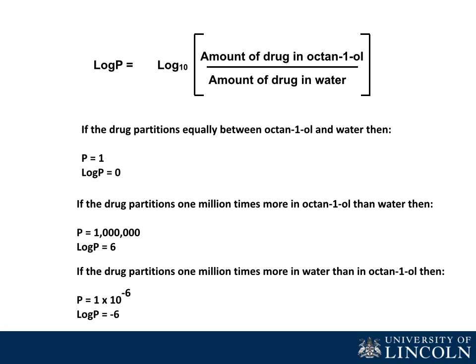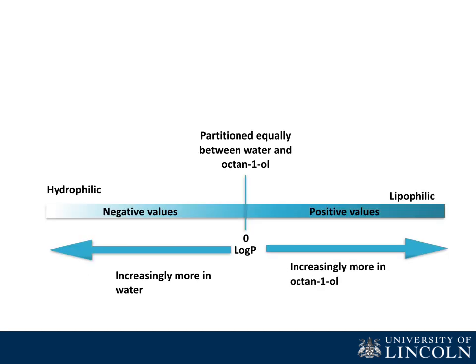Let's look at this diagrammatically. In the middle here we have a log P of 0, whereby the drug is partitioning equally between the water and the octanol. As the value for log P becomes more negative, so the drug is more hydrophilic. And as the log P for the drug becomes more positive, so the drug is more lipophilic.